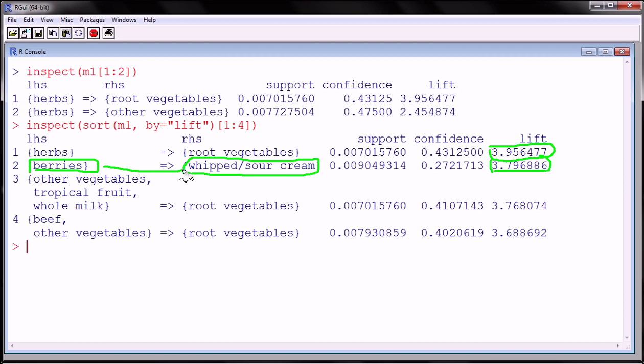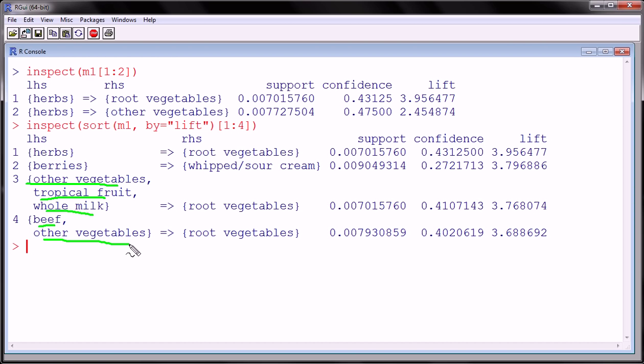So maybe we would put berries and whipped cream close to each other in the aisles, or if someone online bought berries, we would also throw in a special deal to get whipped cream at a nicer price, something like that. Next rule here, we got other vegetables, tropical fruit, whole milk imply root vegetables. Okay, that's somewhat interesting. I don't know exactly what I would do with that as a manager. Beef and other vegetables imply root vegetables. Okay, so someone's cooking some dinner, so that's got high lift.